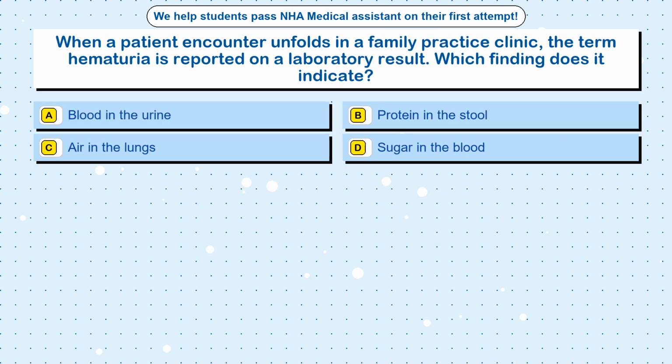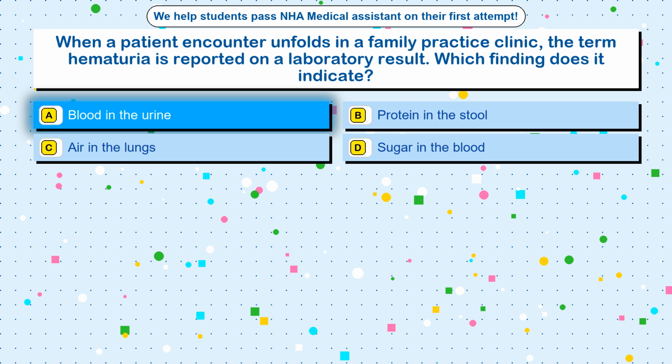Question 42. When a patient encounter unfolds in a family practice clinic, the term hematuria is reported on a laboratory result. Which finding does it indicate? Option A. Blood in the urine. Option B. Protein in the stool. Option C. Air in the lungs. Option D. Sugar in the blood. The correct answer is option A.